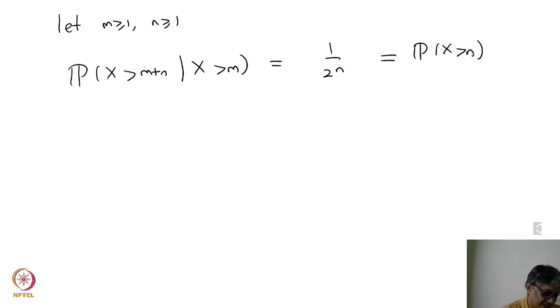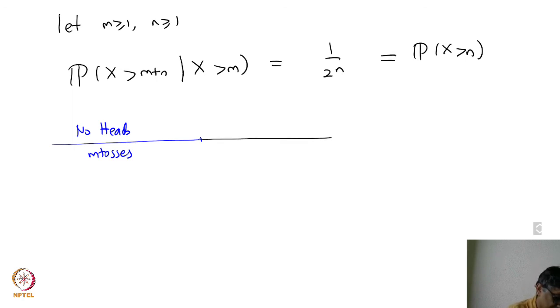So this is the key memoryless property. For example, in the geometric, you wait till m tosses, and then you're given that there are no heads happening. So given some information that there are no heads happening, you go and see, okay, fine. In the next n tosses, that is, if I wait till next n tosses, I want no heads again.